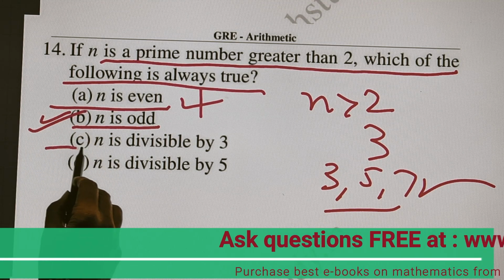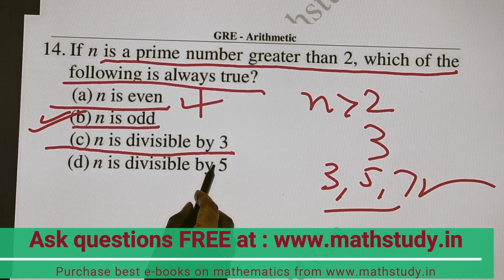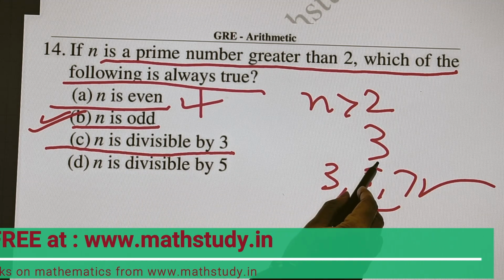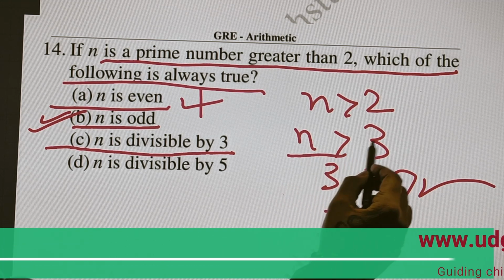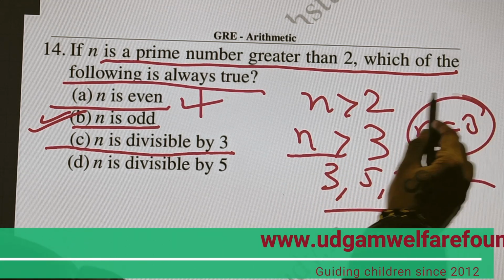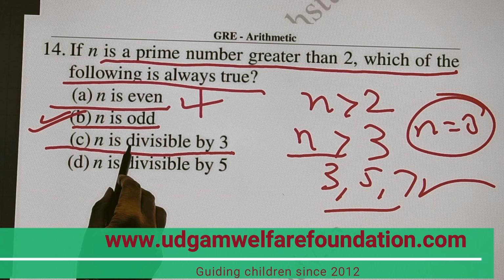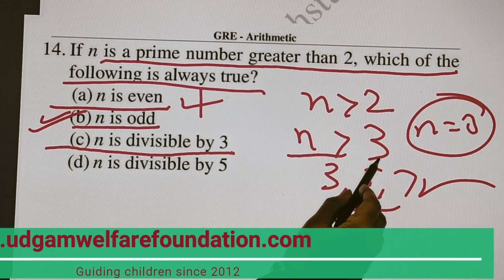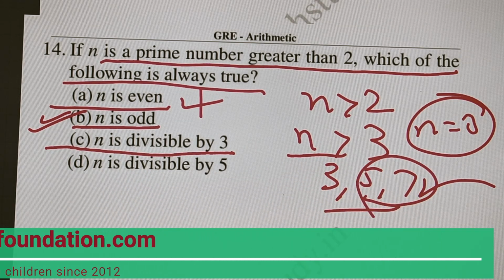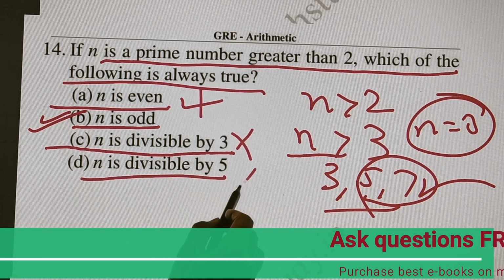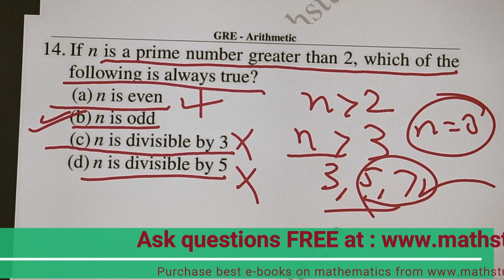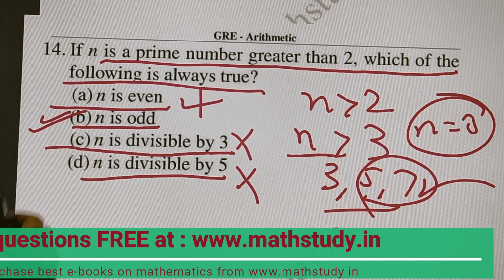And it is stating C, n is divisible by 3. If n is 3, then it is true in this particular case. That means if n is equal to 3, then statement C is valid. Otherwise, for n greater than 3, it is not valid, as we are getting 5 and 7, which are not divisible by 3. Similarly, n is divisible by 5 is also false. So option number B is correct.